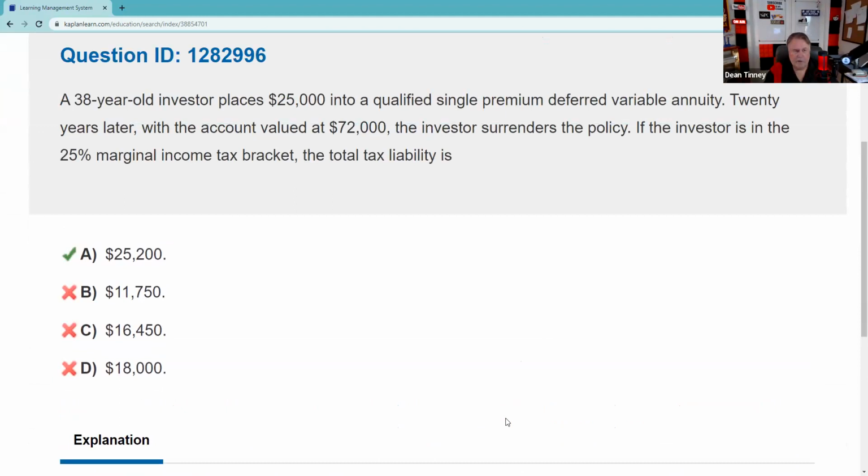Who brought this one up? Were you struggling with this, not recognizing it? Did you miss that this person is not 59 and a half? What was the challenge you had on this question?